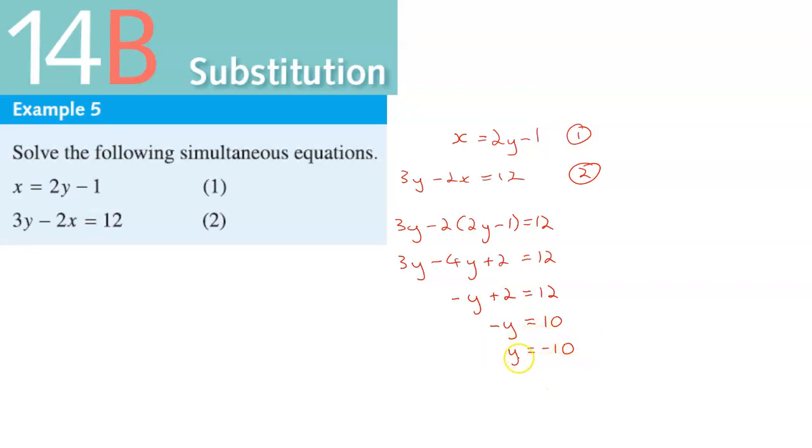Now I've found my solution for y, I still need to find my solution for x. I could substitute it into either one, but this one's going to be easier because the x is the subject. Be careful with your negative calculations here. So this is my value for x. I'm going to check with equation 2.